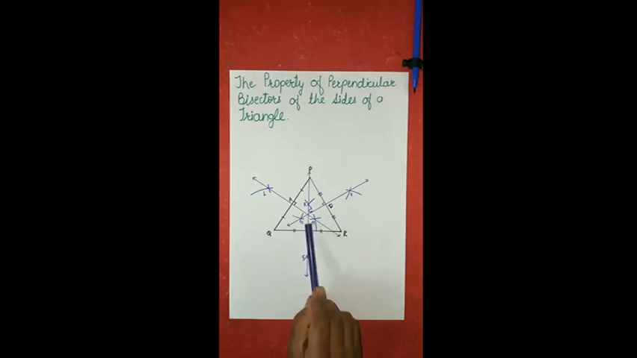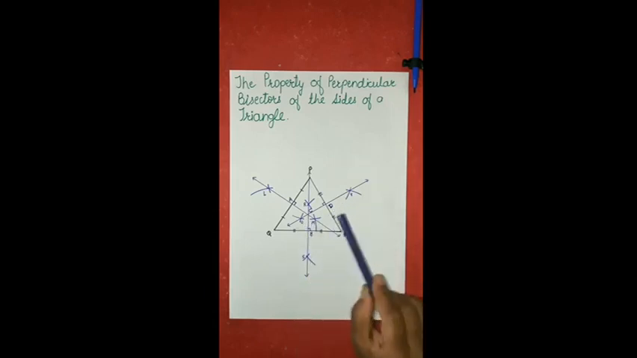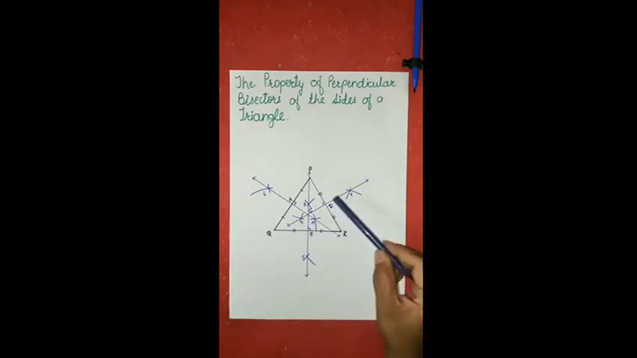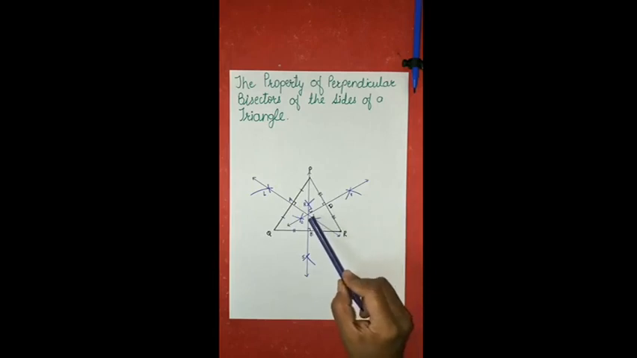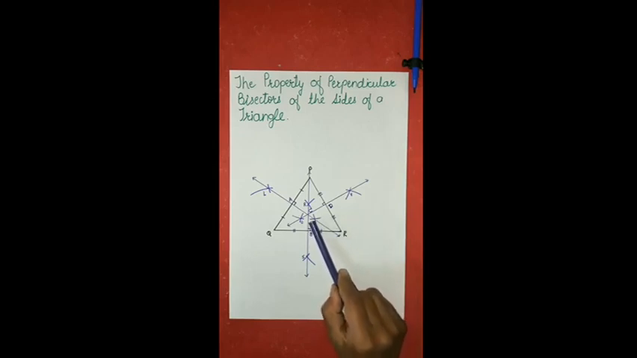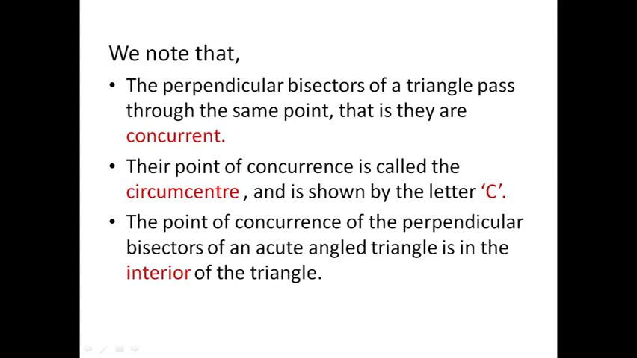So now we had seen here three things. All the three perpendicular bisectors of the acute angle triangle are concurrent. Their point of concurrence is represented by capital letter C, and the location of the circumcenter in an acute angle triangle is in the interior of the triangle. So children, note this.